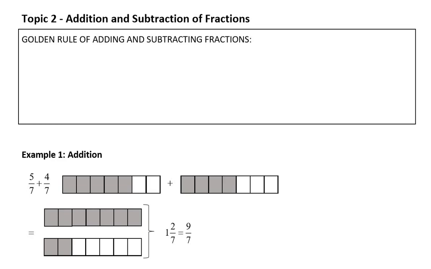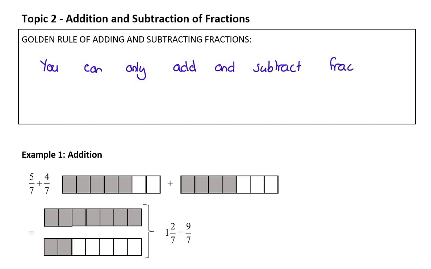So the first thing that I'd like us to take down is the golden rule of adding and subtracting fractions. Now, really important is that people think that you have to use this golden rule for everything with fractions, and that's not true. It's only for adding and subtracting, and that rule is you can only add and subtract fractions when you have the same denominator. So let's write that down. You can only add and subtract fractions when you have the same denominator.